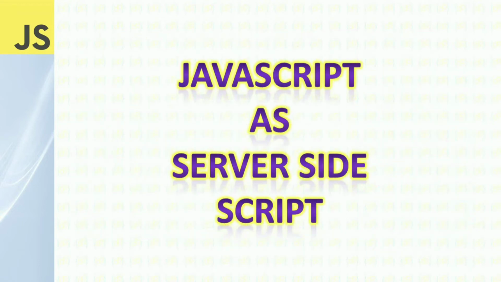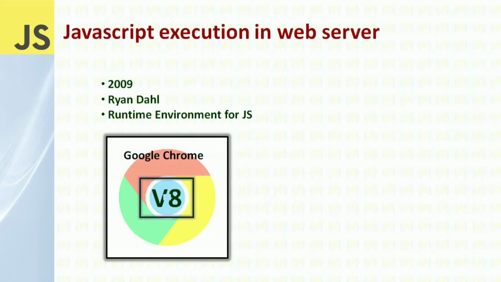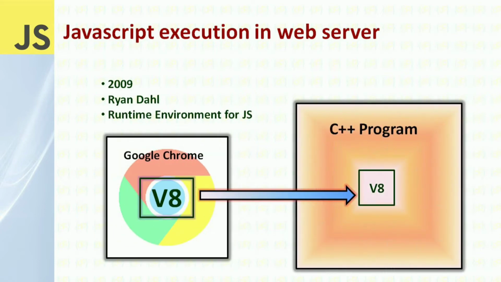Next, we will see how JavaScript can be used in server-side scripting. Till 2009, JavaScript was used only for client-side scripting. In 2009, Ryan Dahl extracted the V8 JavaScript engine of Google Chrome, embedded it in a C++ program, and created a runtime environment for JavaScript. This runtime environment is called Node.js.